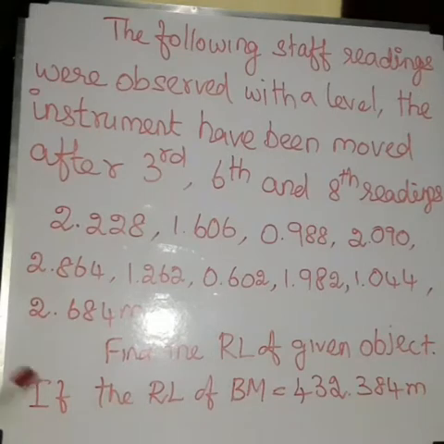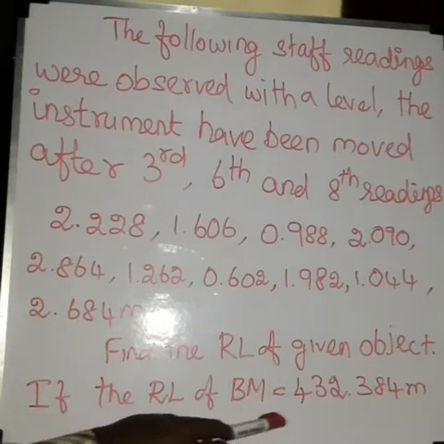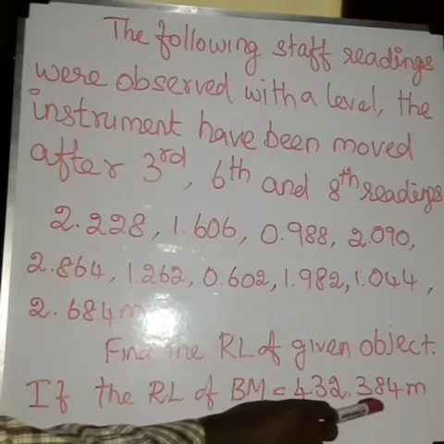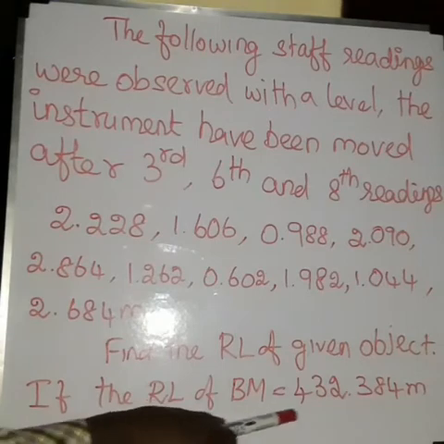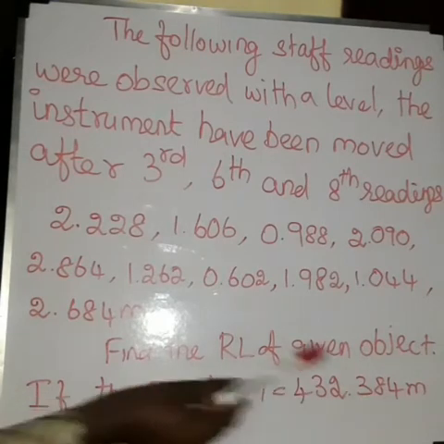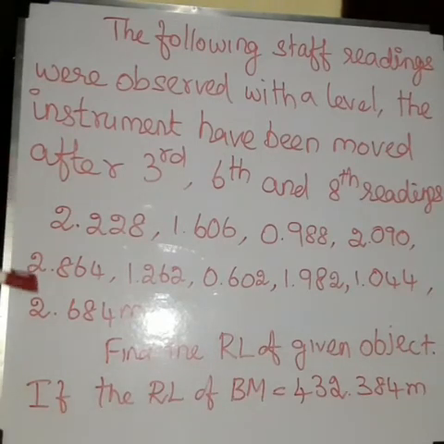Okay. If the RL of the benchmark is 432.384 meters, then by using the known RL of the benchmark, 432.384, we can find the RL of the given object. This is the problem given here. We are going to solve this problem by using the rise and fall method only.